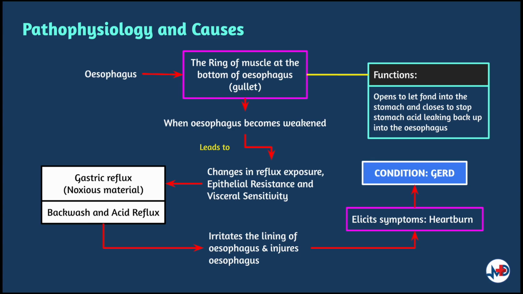The pathogenesis of gastroesophageal reflux disease is complex and it involves changes in reflux exposure, epithelial resistance, and visceral sensitivity. The gastric refluxate is a noxious material that injures the esophagus and elicits symptoms. The reflux disease is usually caused by the ring of muscles at the bottom of the esophagus or gullet becoming weakened. Normally, this ring of muscles opens to let food into the stomach and closes to stop the stomach acid leaking back up into the esophagus. If the intraesophageal pH is less than 4 more than 10% of the time, the patient is considered to have pathologic reflux.